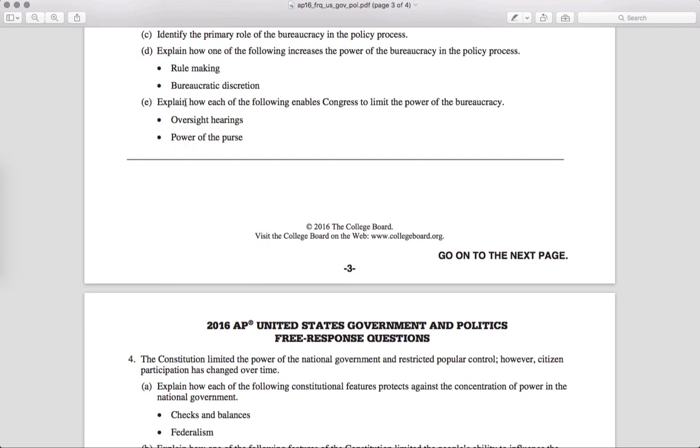And if you are using too much bureaucratic discretion and you're trying to become too powerful, you don't have the money to make those decisions anymore. And without money, you don't have as many choices, meaning you have less power.